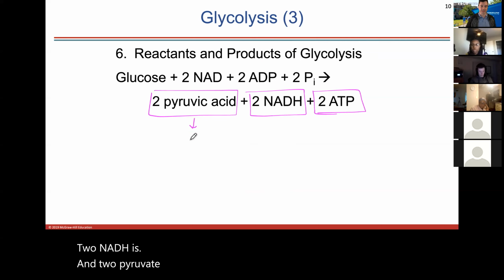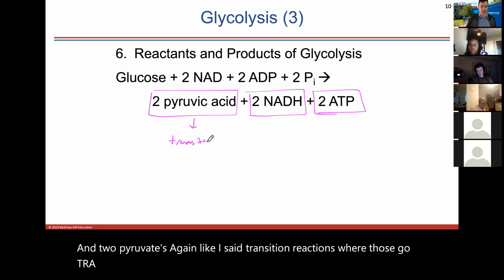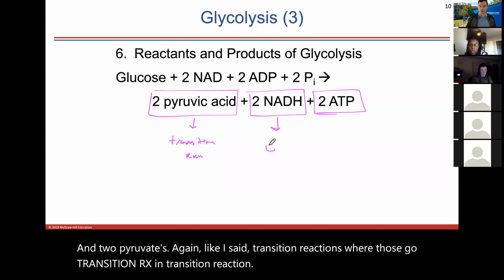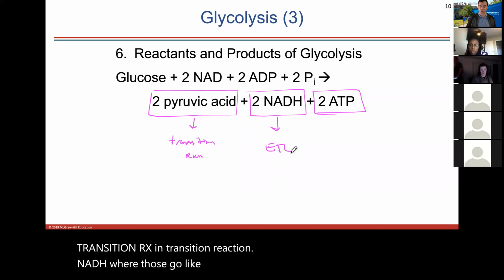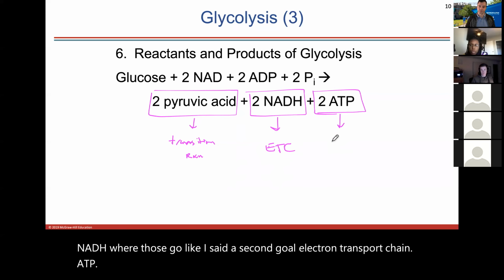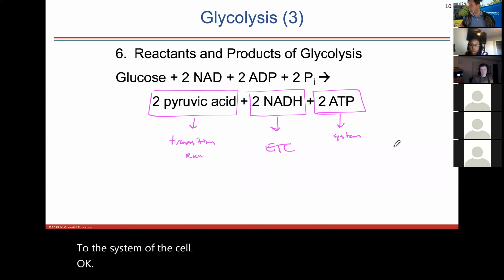Again, like I said, transition reaction is where those go. Transition reaction. NADHs are where those go. Like I said a second ago, electron transport chain. ATP goes to the system of the cell. 2 ATP will allow the cell to do more work.